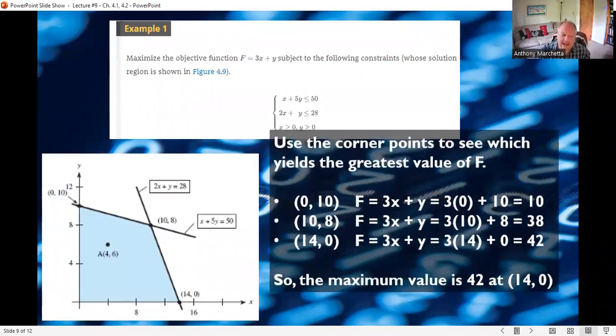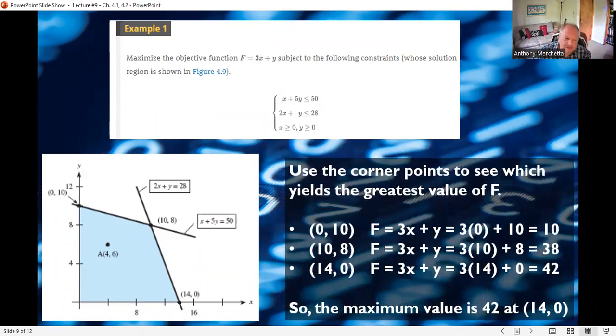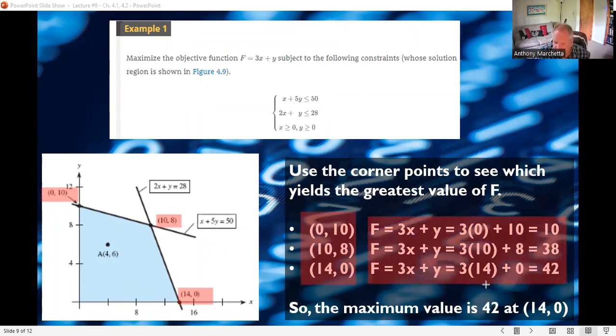What we would do then is we would graph these three, right? And after we graph these three, we get the points like I just showed you. And here are the points. Let me just highlight them. Here are our points. We have 0, 10. We have 10, 8. And we have 14, 0. Those are our points. So here they are. And we carefully put them all into the function f. And notice that out of all three of these, one of them wins the prize. It's this one here, of course. It's the largest. So the maximum value is 42, and it happens at x equals 14 and y equals 0.